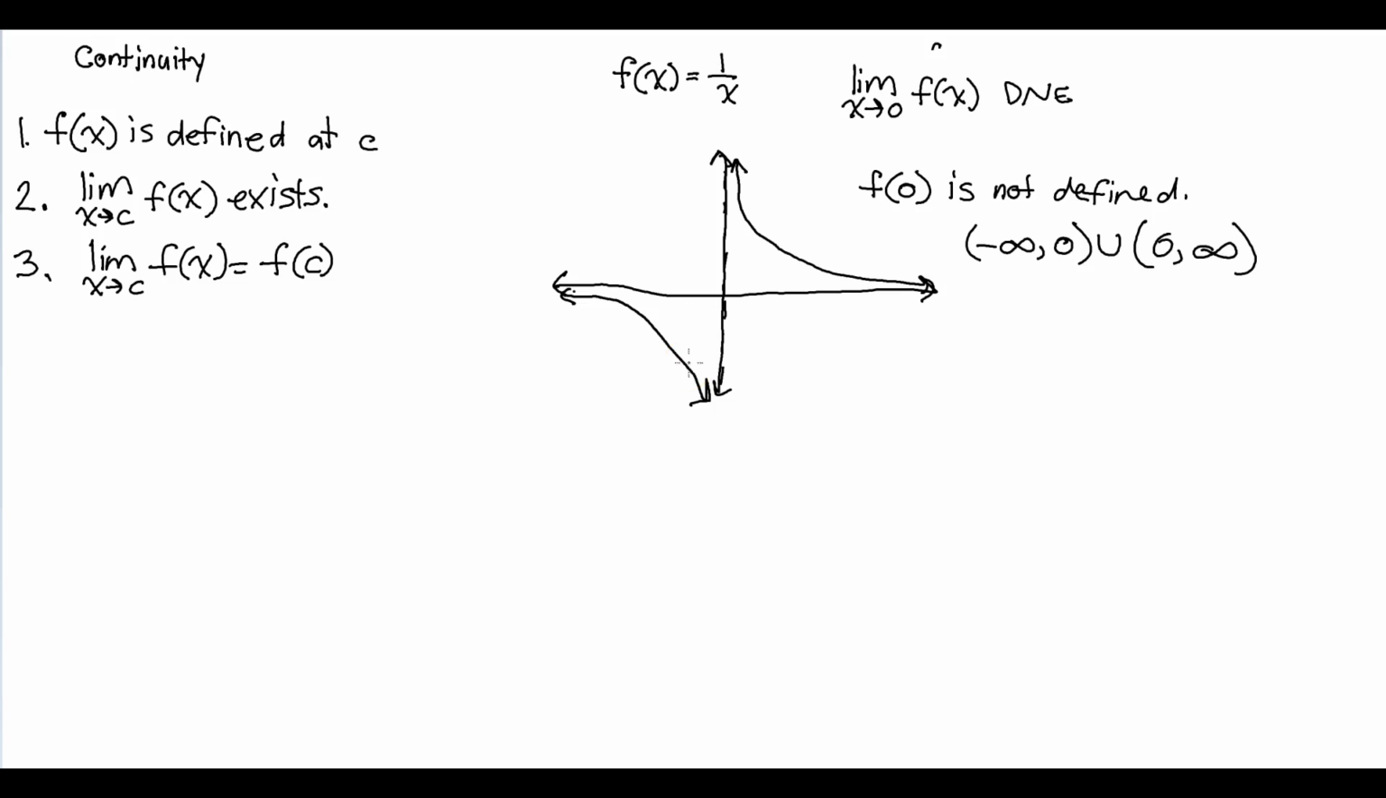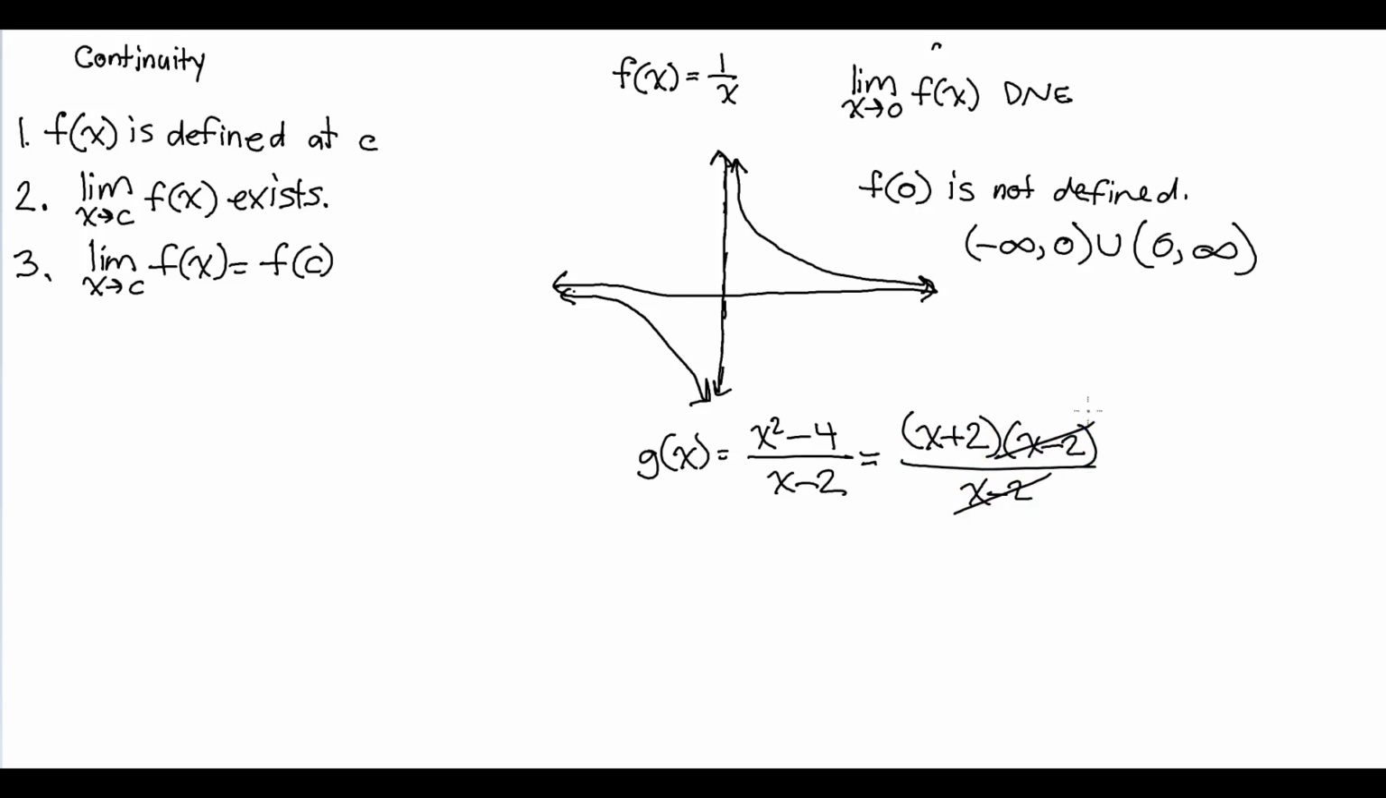How about this? G of x equals x squared minus 4 over x minus 2. So how do you graph this? First, you can factor it out. You can factor something out. X plus 2, x minus 2 over this. So let's just factor it out. So you have x plus 2. However, there is a condition, x cannot equal 2. Why? Because it would make the original function undefined.